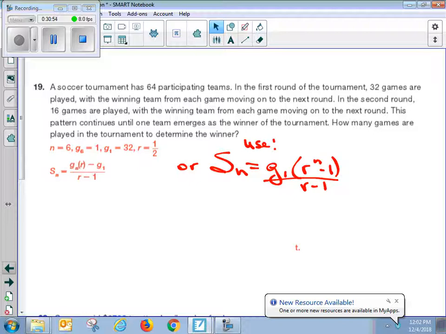So, am I even using the 64? I hear yes, and I see no. You're actually not. Everything else is about your teams or your games. Do you see how it's 32 games, 16 games? Everything's talking about the games. So you're starting with 32 games. That is your first term. What do you do to 32 to get 16? Multiply by 1/2. Good, so we know R. We know the first term. Now, it goes down to how many games? 1, it said so.